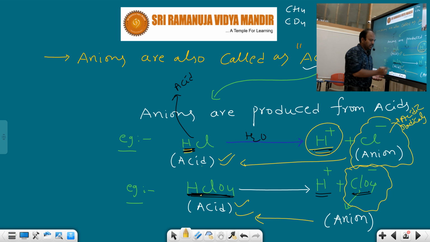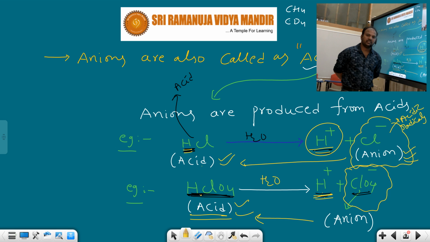This compound, when dissolved in water, releases what? H plus ions. Whenever it furnishes or releases H plus ions, it is an acid. Generally, these are the anions which are produced from the acids. That's why anions are called acidic radicals. I hope that you could understand that. It is a very simple and easy concept.